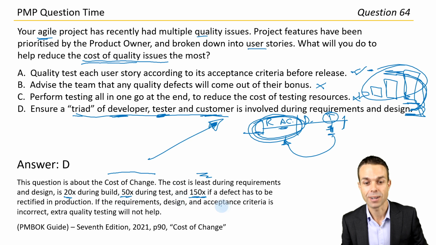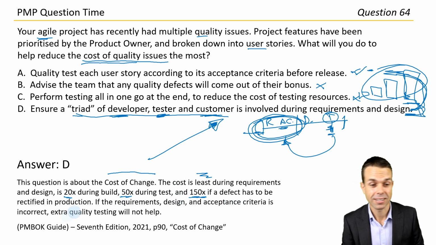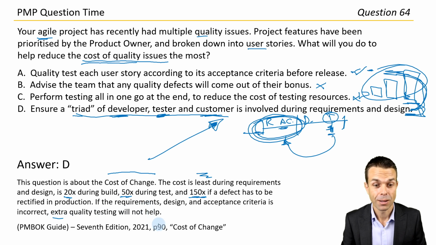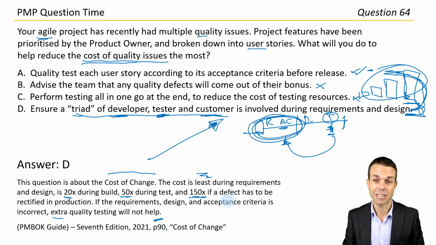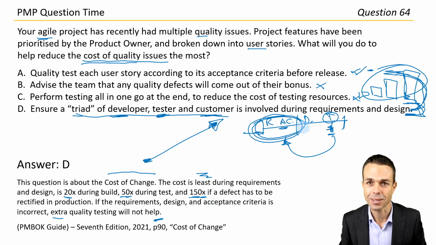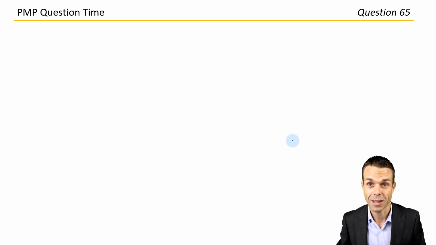If the requirements, design, and acceptance criteria are incorrect, extra quality testing won't help. Now that's a good point as well. Page 90 under the cost of change. That was pretty good. I actually learned quite a bit with that one. How did you guys go with that one? That was pretty good. I'm definitely learning a fair bit here. And again, direct from the PMBOK guide, so handy to know.